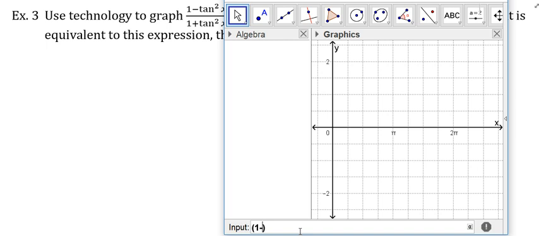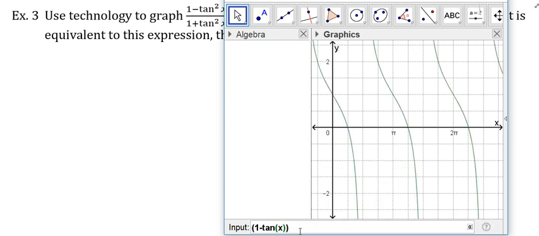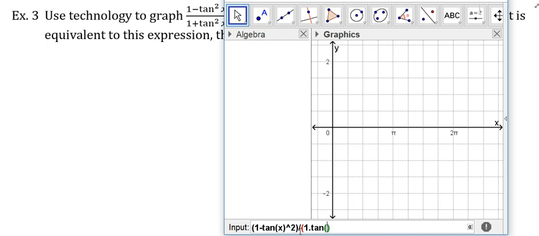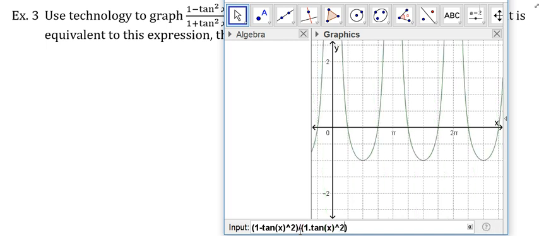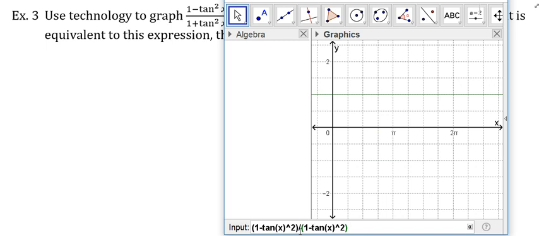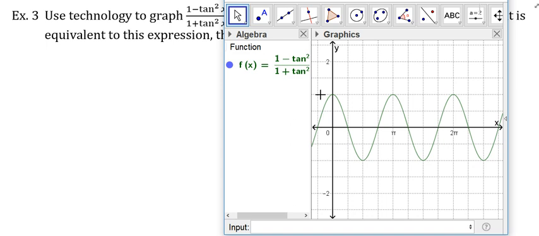1 minus tan of x squared, I hope that's how you type it, divided by 1 minus tan of x squared. It's supposed to be plus on the bottom, that's why it didn't work. There we go.